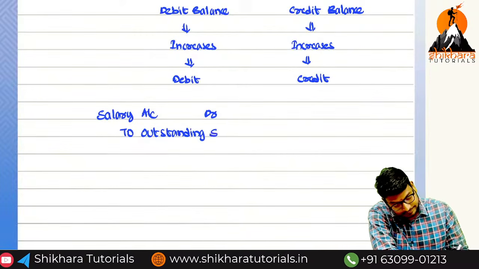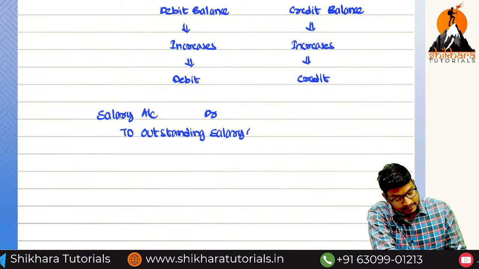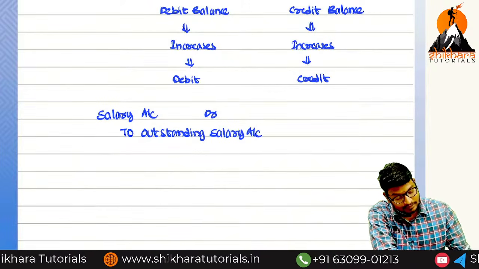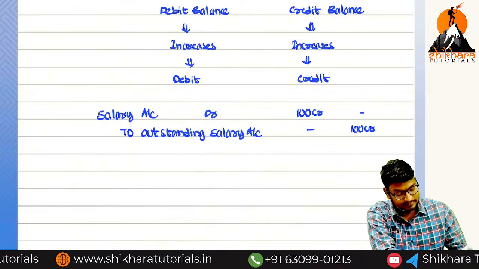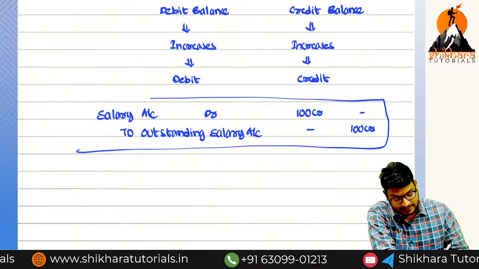outstanding salary account. What is the amount? 100 CR and 100 CR. This is the normal entry for outstanding salary.